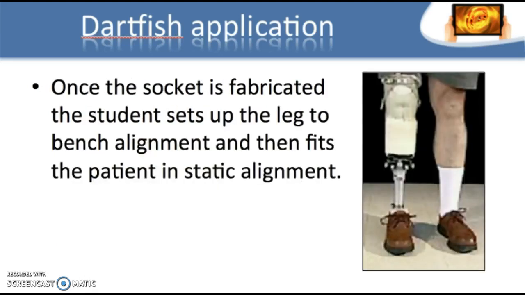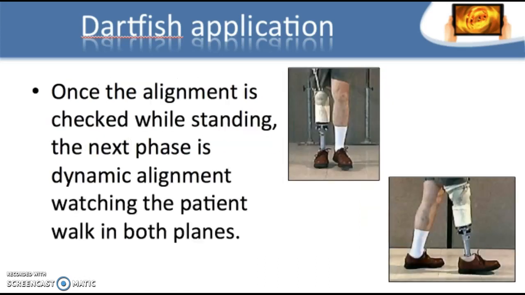Once they're done with that, they fabricate a socket, as you can see on the right, and the student will set up the leg based on the length of the limb, or the length of their unaffected side, and they call that bench alignment. You're following a textbook number to set up just to stand the patient on. Once you get the patient standing and you do static alignment, static being no motion, then you progress to them walking. It's called dynamic alignment.